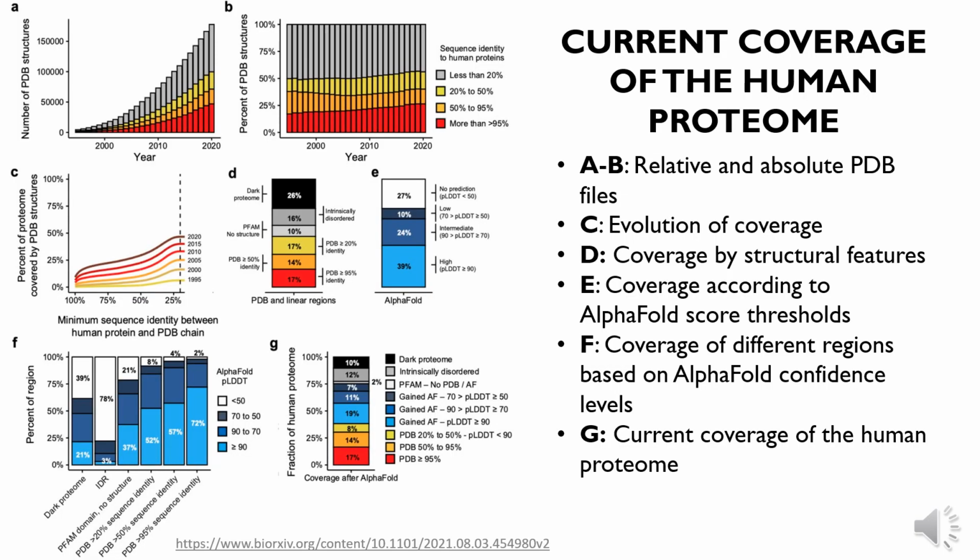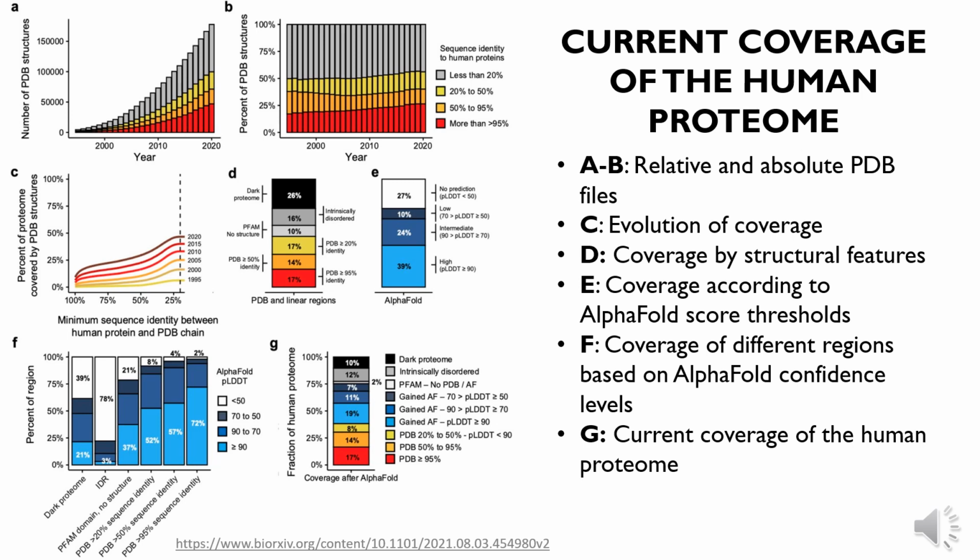This slide contains a figure from the linked manuscript at the bottom of the slide and discusses the current coverage of the human proteome. The Protein Data Bank, or as I will refer to it, the PDB, contains the last 20 plus years of work regarding protein structures. In 1995, there were less than 5,000 protein coordinate files, and as of 2020, we now have over 170,000 files.